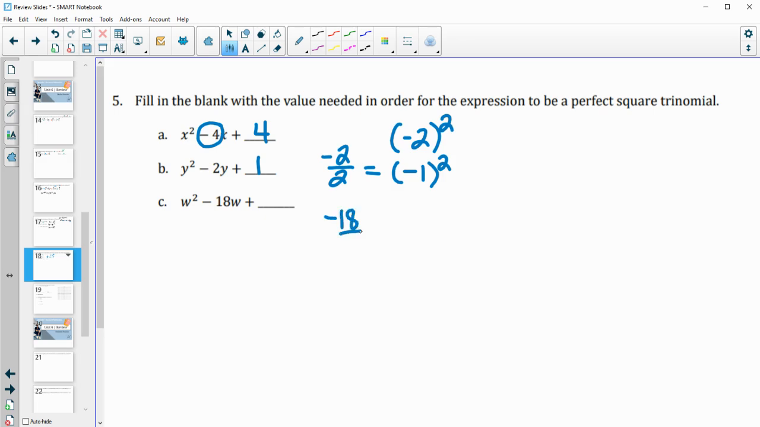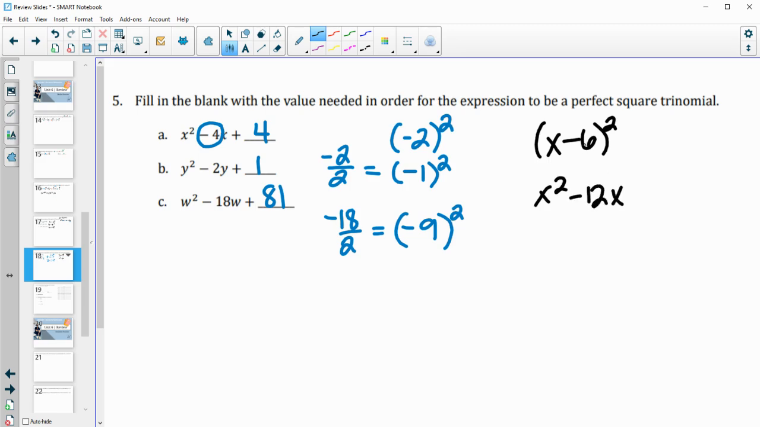So -18 divided by 2 tells us that that number is -9, and then we square it to get that end number. So remember that that had been x minus 6 on that last one. So that gave us 2 -6x's. And then the -6 times -6 gave us that plus 36 at the end. So it's this middle number divided by 2, and then we square it.